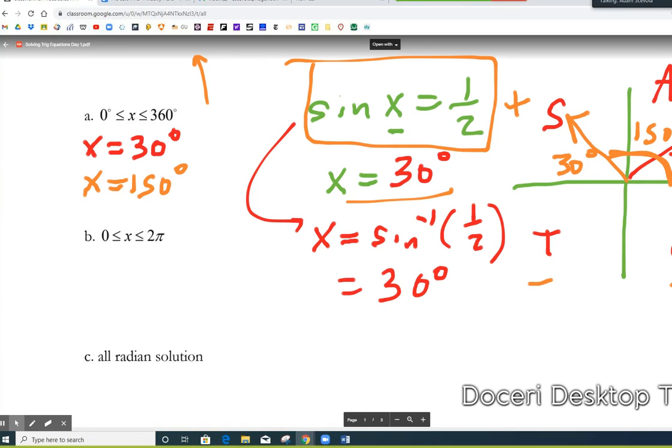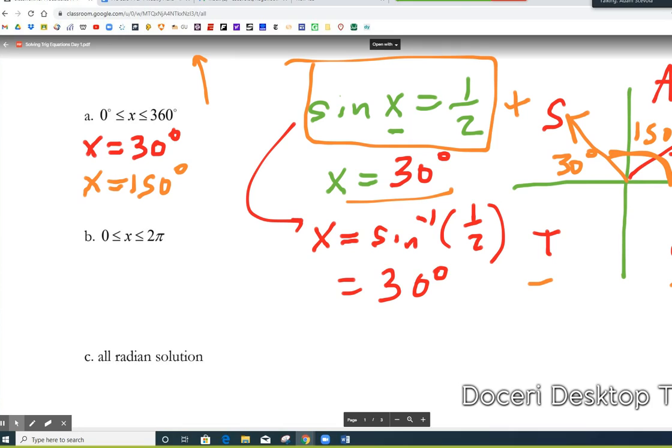Then we found any other angles that worked by looking at which quadrants sine is positive in, because it was a sine of positive 1/2. If it was a sine of negative 1/2, then we would look at quadrants 3 and 4, where sine is negative. All right, so that's how you would do it for all answers between 0 and 360.